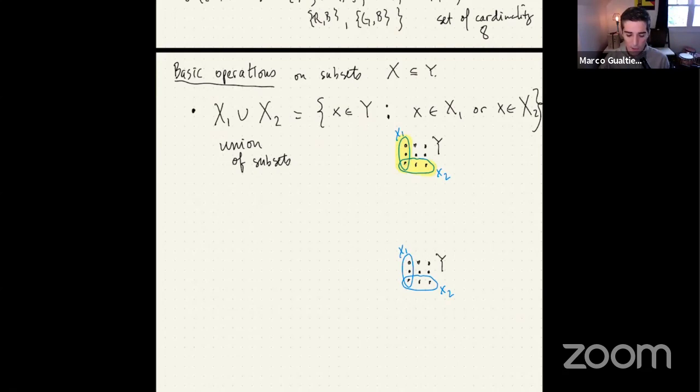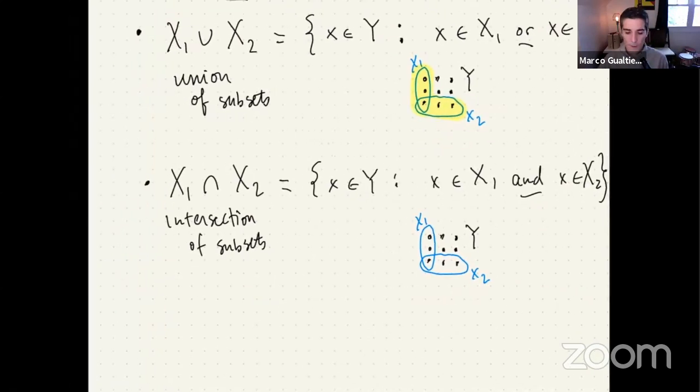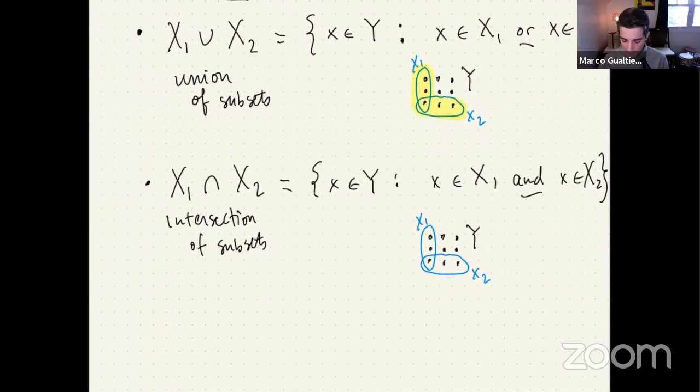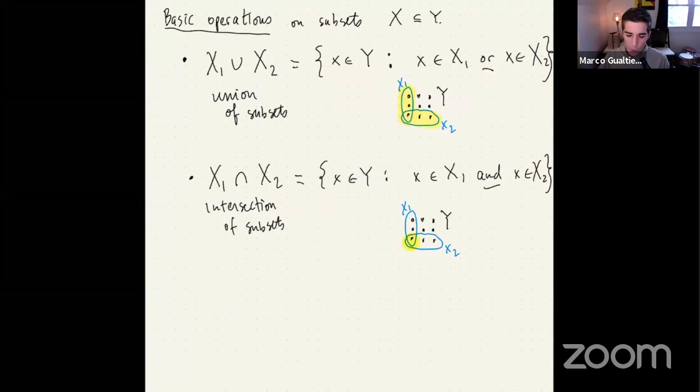And those elements are called the intersection. X1 intersect X2. This is the intersection of subsets. And this is the set of elements in Y such that X is in X1 and X is in X2. Okay, and if I look at my example, this would be the intersection. It would consist of that single element.